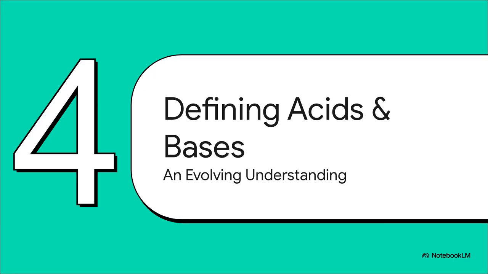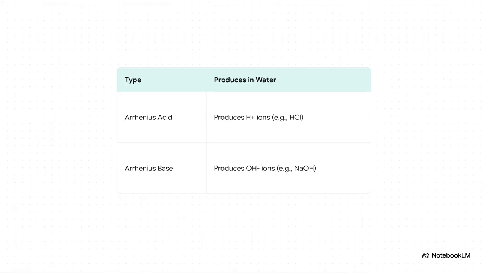Now, this whole idea of things dissolving in water is the perfect bridge to talking about another one of chemistry's most famous pairs, acids and bases. And what's really fascinating is that our scientific understanding of them has actually evolved quite a bit over time. So the first big theory came from a scientist named Arrhenius, and his definition is very straightforward. He basically said, look, if you dissolve something in water and it produces hydrogen ions, that's H+, it's an acid. And if it produces hydroxide ions, that's OH-, it's a base.